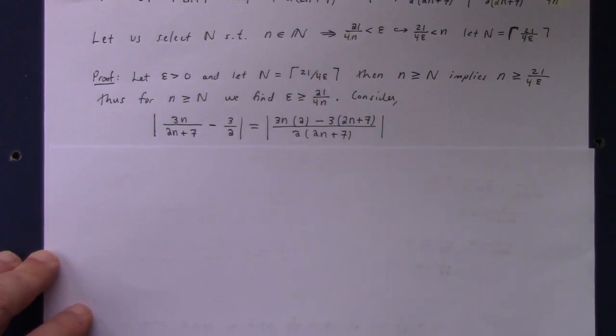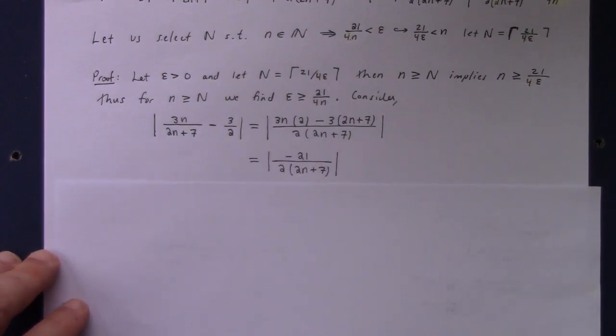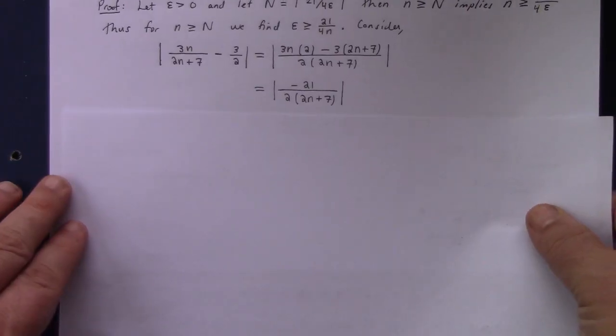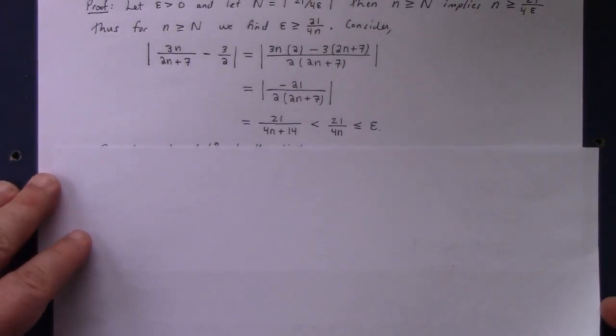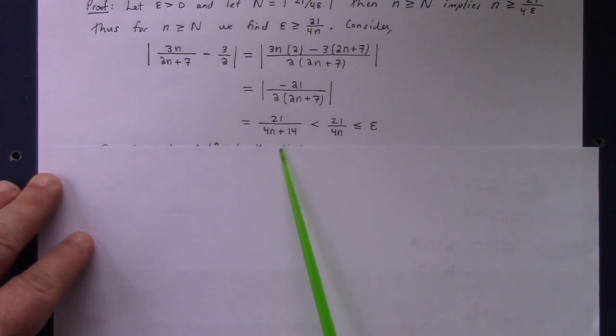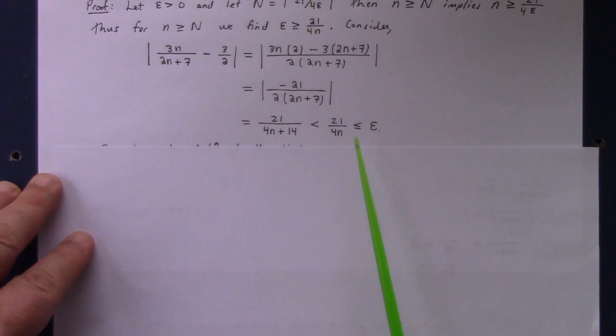But then, doing algebra, that gives me minus 21 over 2 times 2n plus 7. And then that simplifies simply to 21 over 4n plus 14, which is less than 21 over 4n.